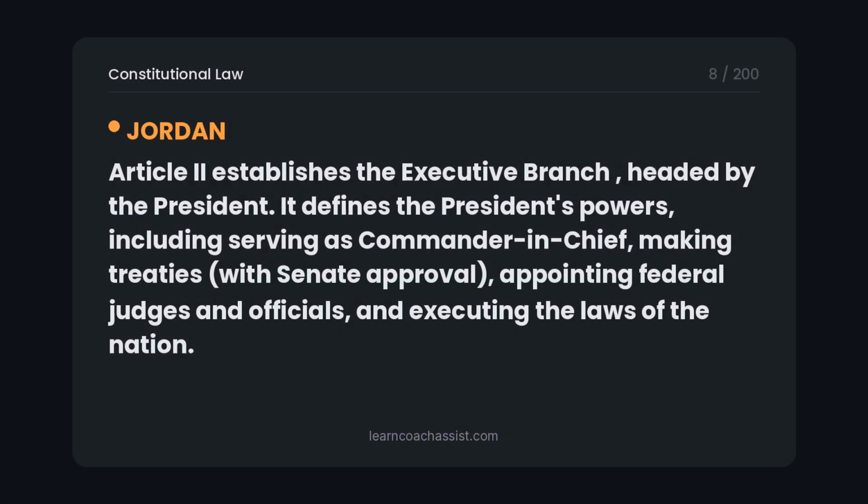What does Article 2 of the Constitution establish? Article 2 establishes the executive branch, headed by the President. It defines the President's powers, including serving as Commander-in-Chief, making treaties with Senate approval, appointing federal judges and officials, and executing the laws of the nation.